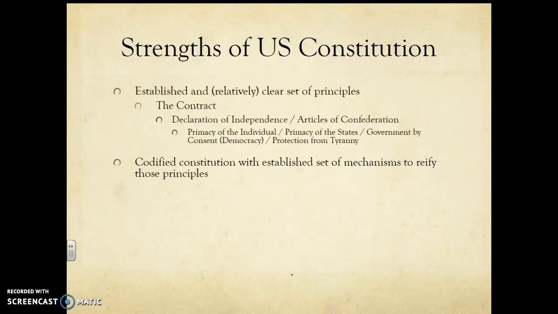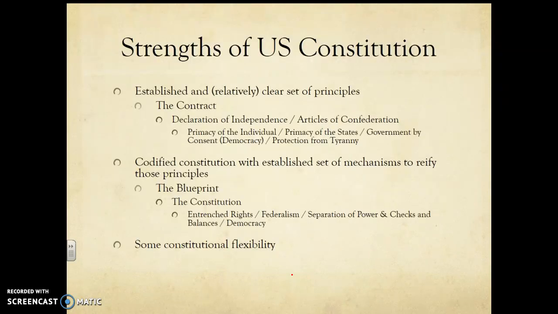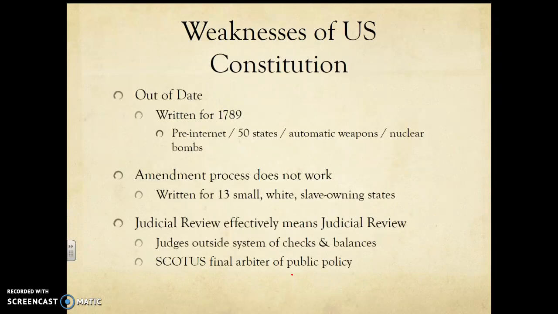Spoiler alert, this is how it relates in America. I've got 5 seconds left. It's the same model. We'll deal with that another time, and I'm completely out.